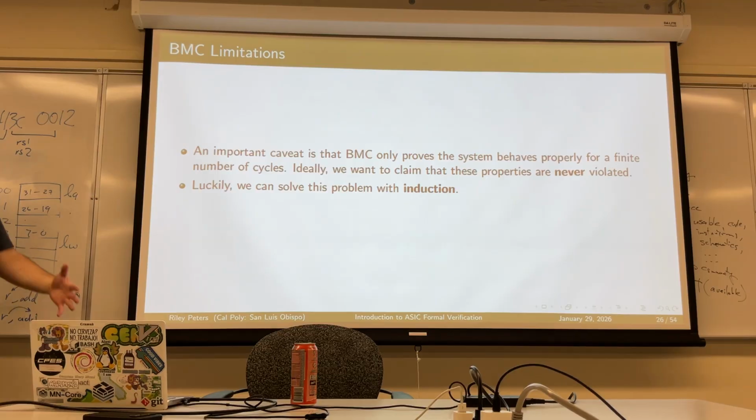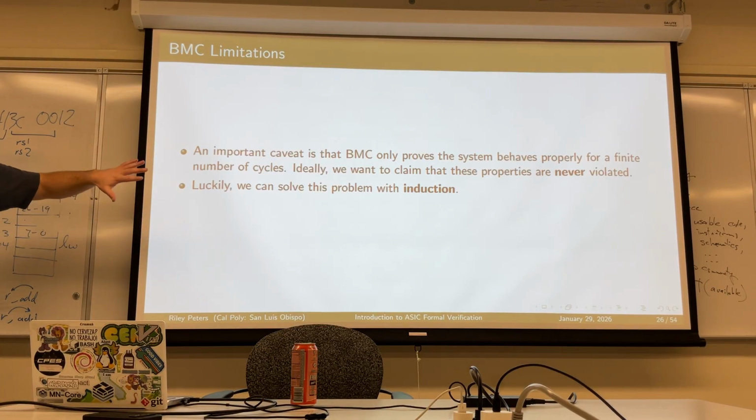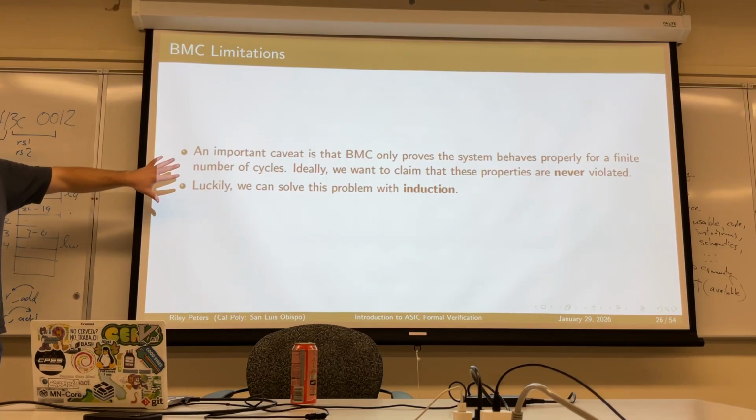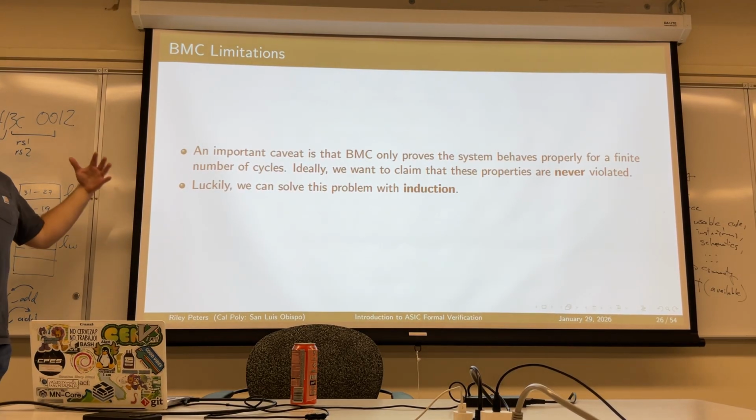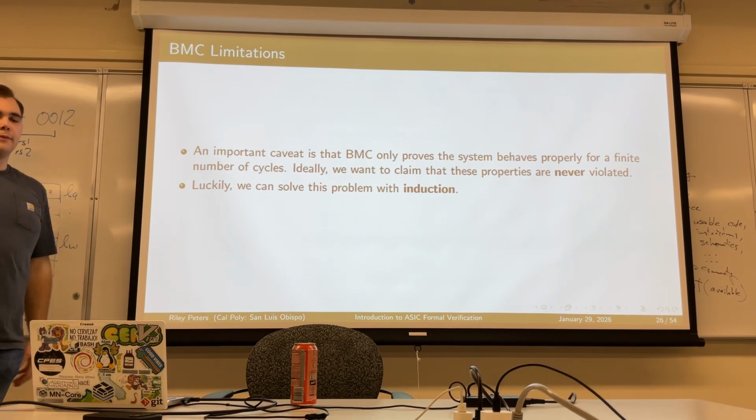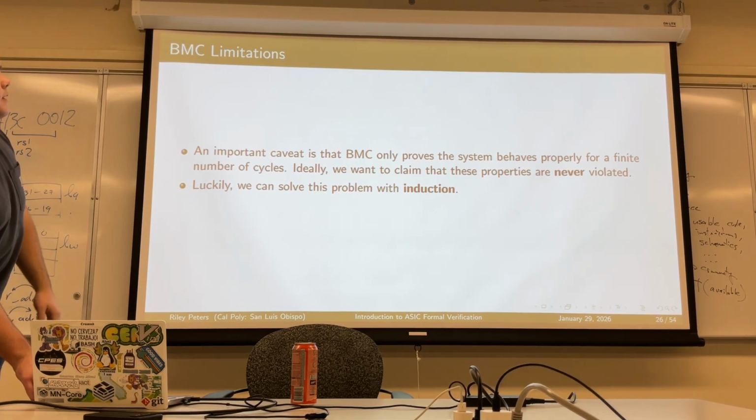As I mentioned, that's the last feature we need to look at for BMC. But as I mentioned, it only provides certainty for some number of cycles. If we actually want to do unbounded proofs, we have to go one step further and prove them inductively.